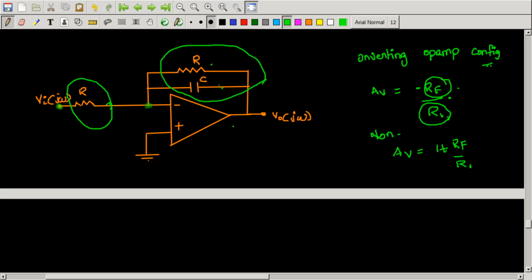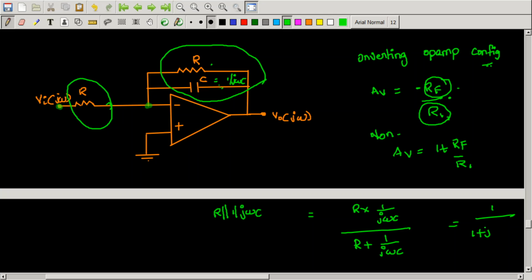Now let us find the equivalent resistance for these two. Because these two are in parallel, what will be the equivalent resistance? The impedance of the capacitance is 1 by j omega C. So R parallel 1 by j omega C is equal to R into 1 by j omega C, divided by R plus 1 by j omega C, that is simply equal to R by 1 plus j omega RC, right?